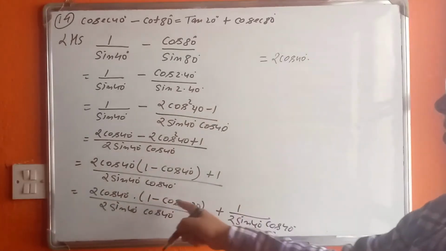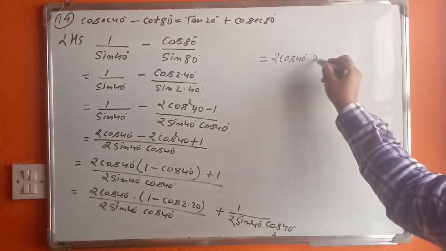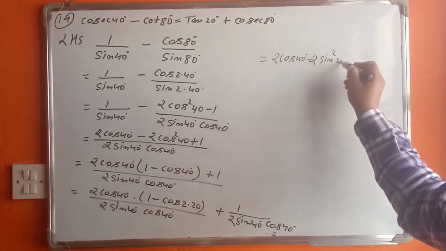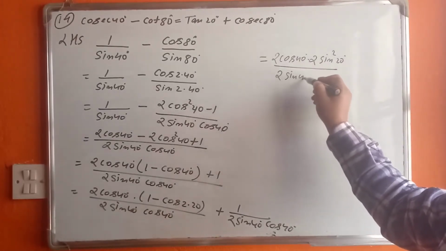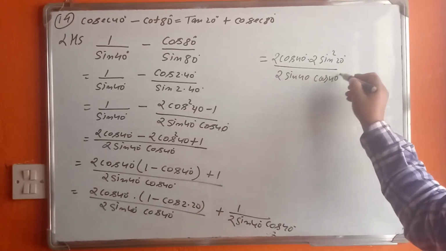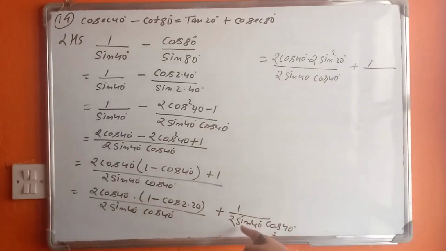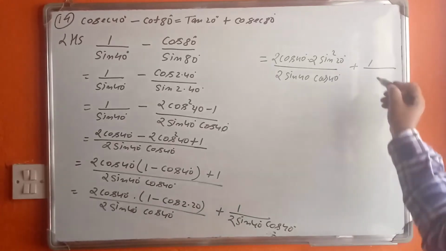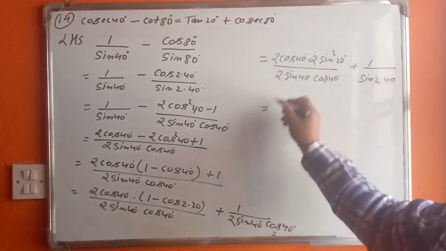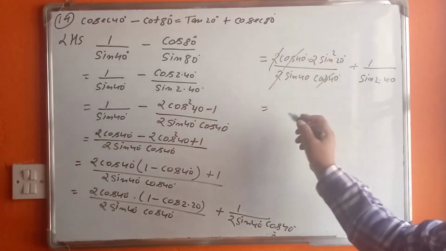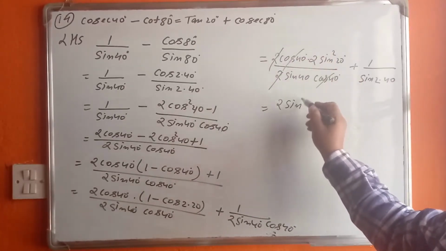Now this 1 minus cos 2a, formula is 2 sin square a. 2 sin square 20 degree upon 2 sin 40 cos 40. Now this as it is. You have 2 sin a cos a, that also 2 sin a cos a means sin 2a. Sin 2 into 40 degree. Sin 2a. This 2 to cancel, cos 40 also cancel. Remaining is 2 sin square 20 degree.